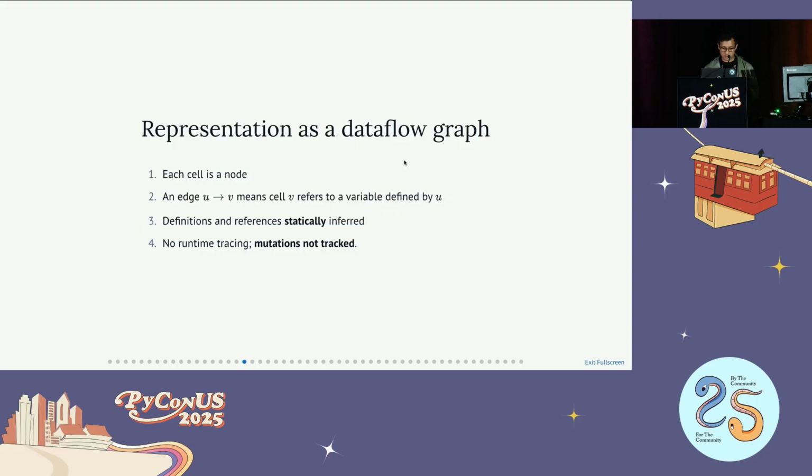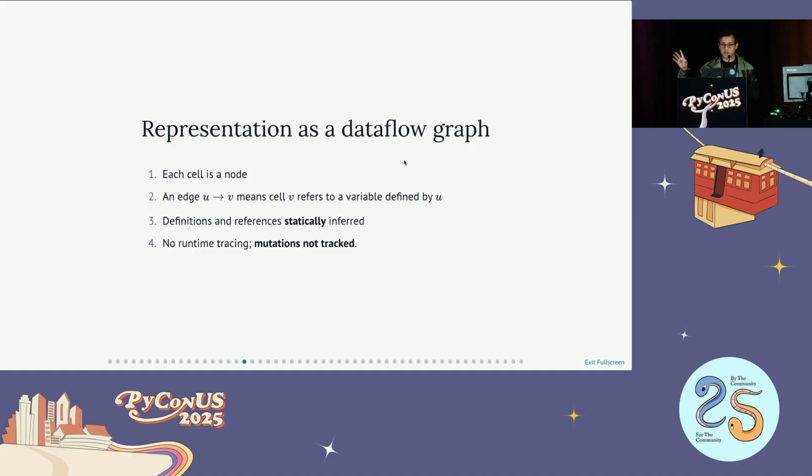Okay, so here's the representation. It's pretty simple. Each cell is a node in a graph. This graph models data dependencies across cells. An edge from a cell U to a cell V means V refers to a variable defined by U. And so there's variables that flow from cells to other cells. So importantly, this is the only thing that informs the data flow graph, just variable definitions and variable references. And these are statically inferred, and we do no runtime tracing at all. So that means that mutations are not tracked, and they're not part of the data flow graph. So for example, if you create a list in one cell, if you append to the list in another cell, Marimo doesn't try to recognize that you've mutated that list.